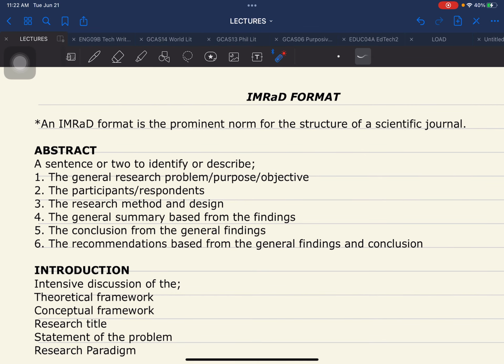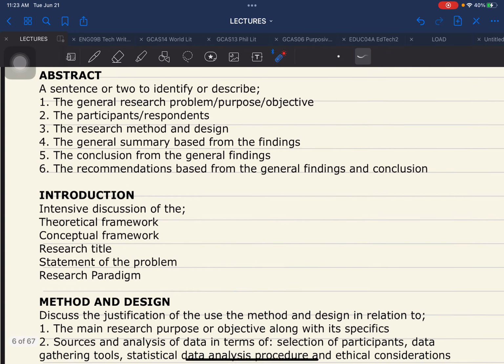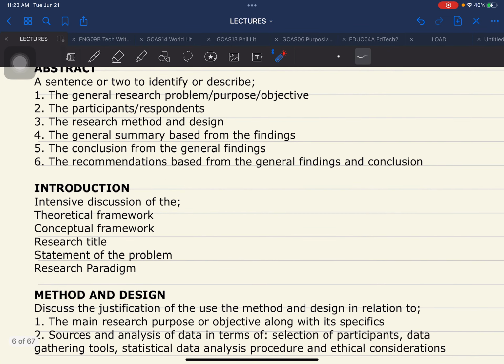And then I have already provided descriptions of what should be contained in each part of the IMRAD format. So basically, if you're going to look at the introduction, the parts of the full research format are also incorporated. So you have the theoretical conceptual framework, which you have in your full research format. You have the discussion of the research title, the SOP, the research paradigm. Again, all of this are found in the full research format.